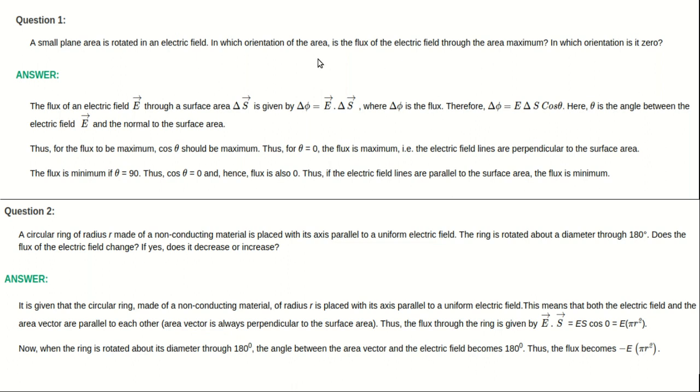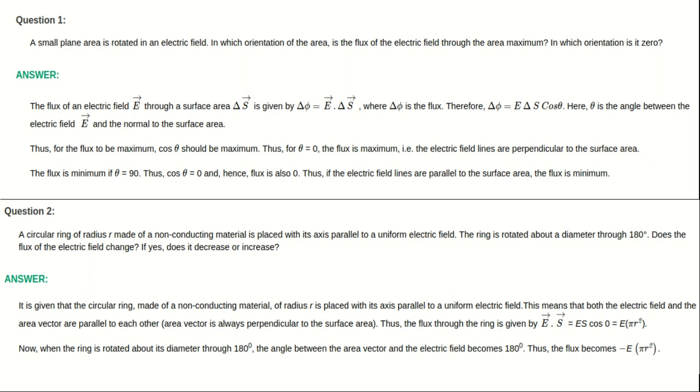So basically, if you have an electric field and an area, and you rotate it continuously, at one time the flux through the plane square area will be maximum, and then at another time it will be 0.